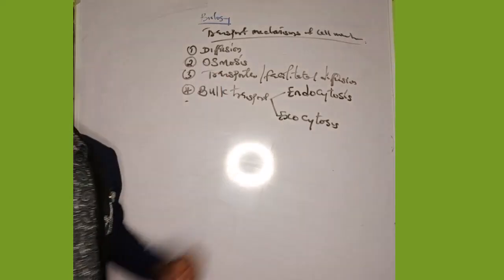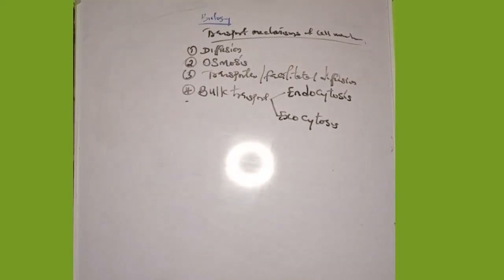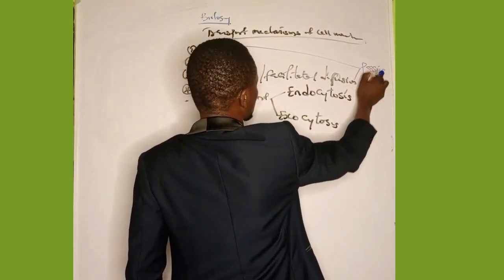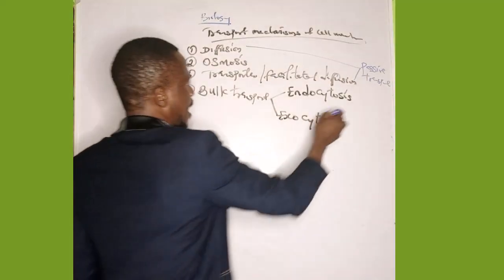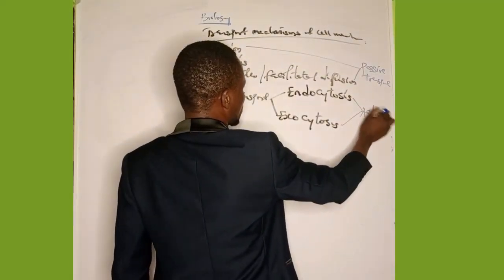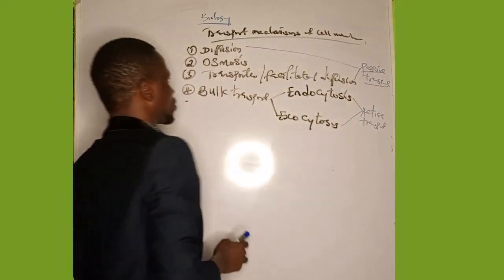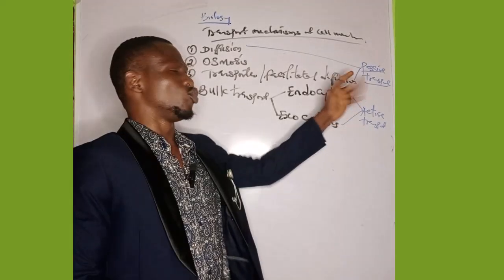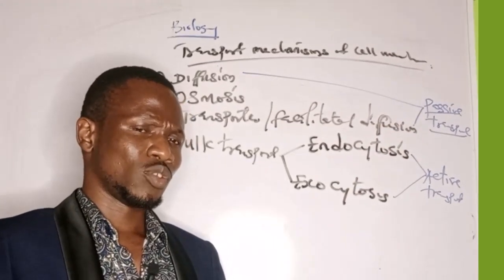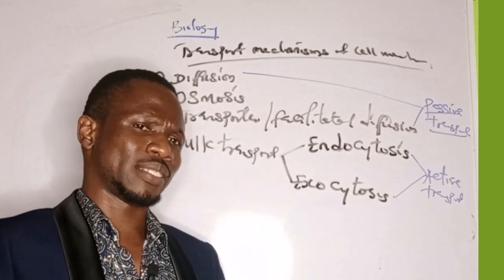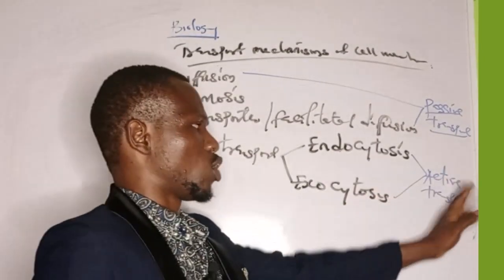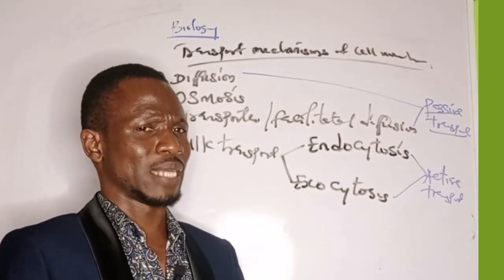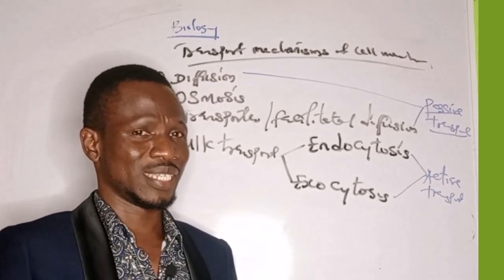The first process of transport of materials across the cell membrane is passive transport, while bulk transport is referred to as active transport. Take note: passive transport is the transport of materials across the cell membrane without the use of energy. No energy is spent. Bulk transport, which we call active transport, is at the expense of energy. Energy is used to move the material across the cell membrane.